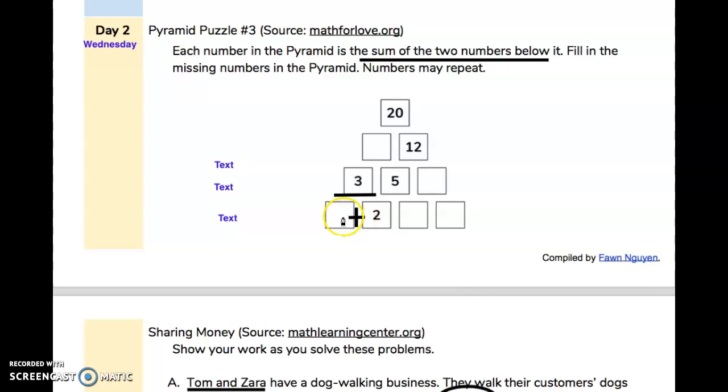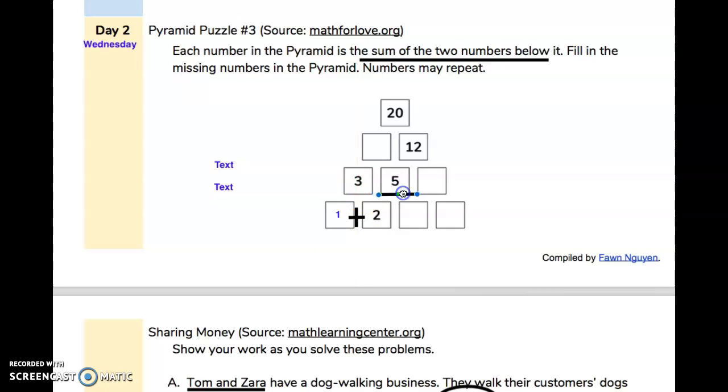So 2 plus what equals 3? What number goes here? 2 plus what equals 3? You should put 1. 2 plus 1 equals 3. Do you see how the sum of these 2 equal the 1 right above it? All right, let's try this one.